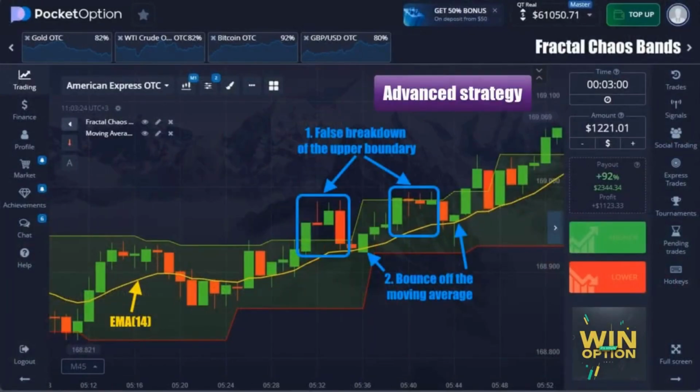In the advanced version of the trading system, an additional indicator is added to the chart, an exponential moving average with a period of 14. And to the signals described in the main version of the system, trades for a bounce from the moving average after a false breakdown of one of the indicator lines are added.